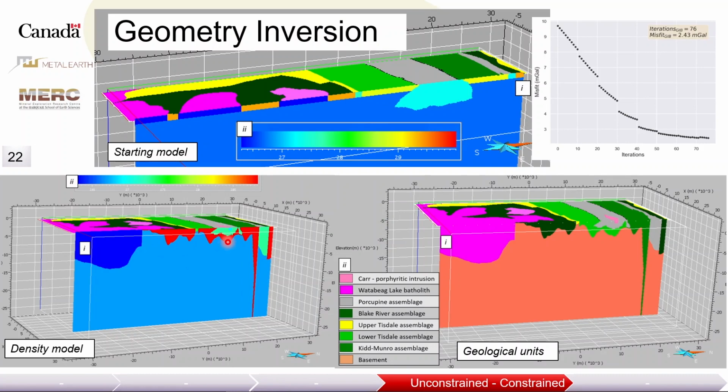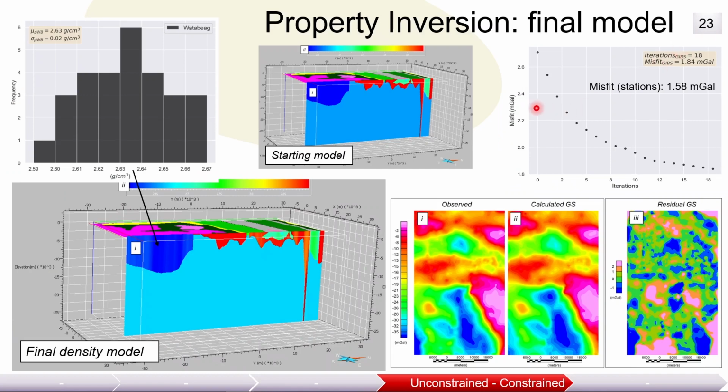You can see here, we have something more realistic in terms of not all of the units being the same thickness. And here is just a density model with all of the density values and the geological units associated with those densities. And also the misfit is much better than before. It's about 2.43 milligauss.